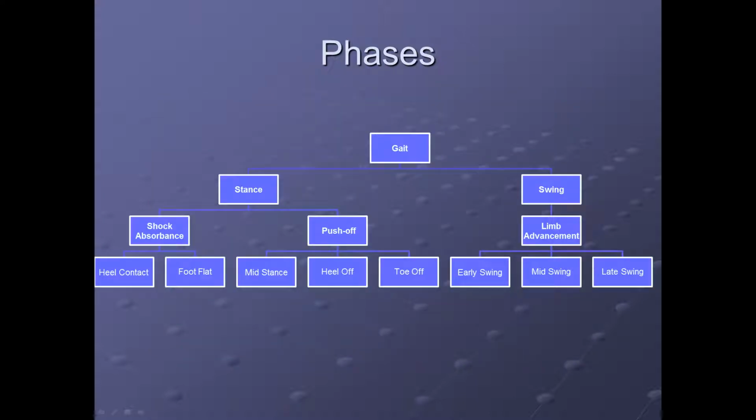So here we go. Another way to look at this is just a diagram. You have the stance phase and the swing phase. Under stance, you can label it as shock absorption and push off. So you can have heel contact, foot flat, mid stance, heel off, and then toe off. And during limb advancement part of the swing phase, you can have early swing, mid swing, late swing.